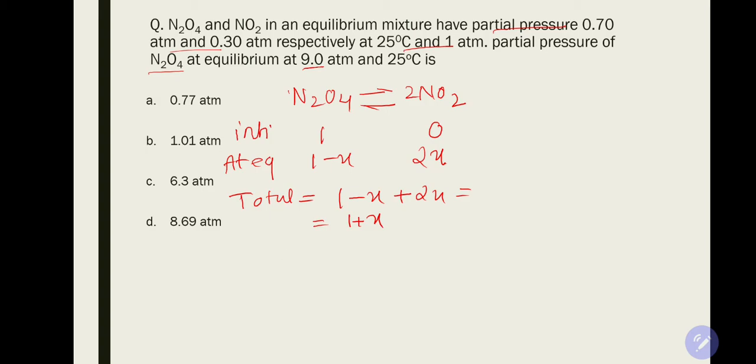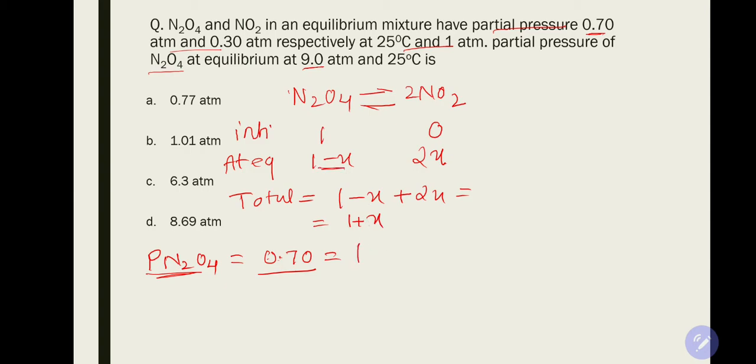Now the same thing we are going to do over here. What is the partial pressure of N2O4? Initially, what is the value for N2O4? It is 0.70. If you have been given this, you can take 0.70 as the partial pressure of N2O4, because the partial pressure of N2O4 is 0.70. What is the number of moles?